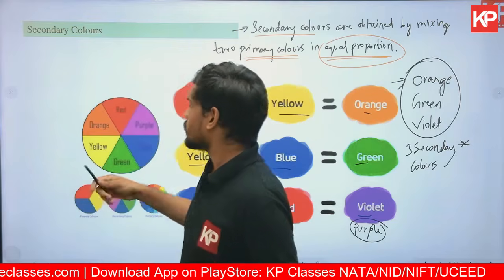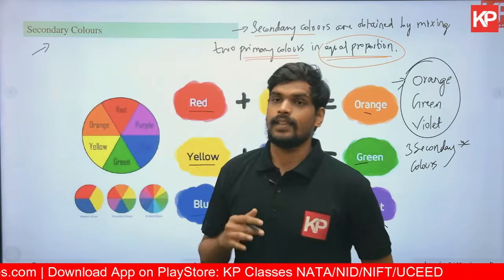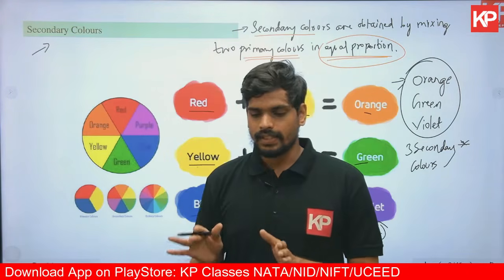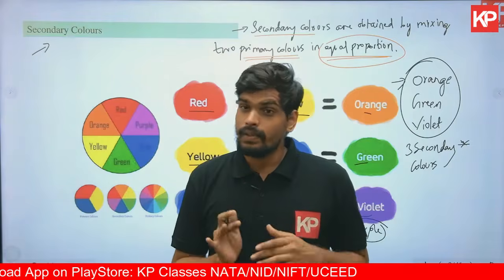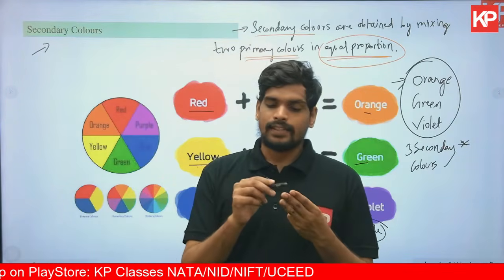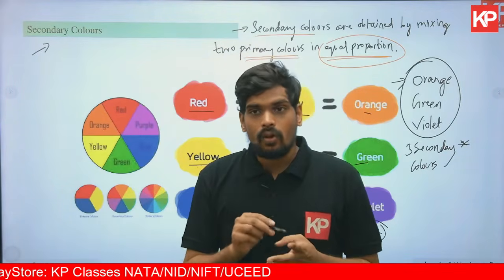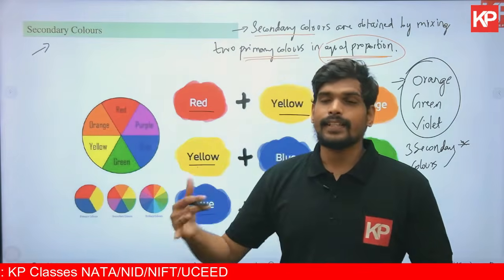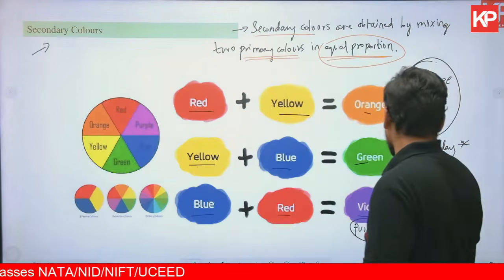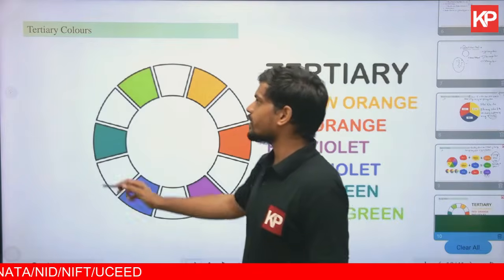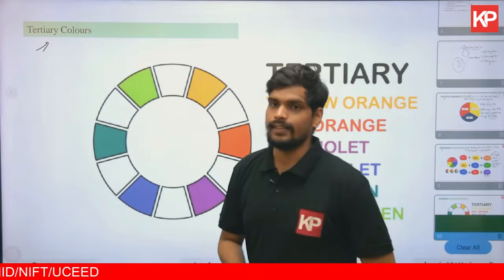Now moving to the next point, that is tertiary colors, the remaining 6 colors of the color wheel. We discussed already the 6 colors of the color wheel. What are they? 3 primaries, that is red, yellow, blue. 3 secondaries, that is orange, green, violet. The remaining 6 colors of the color wheel are called tertiary colors. The third point is tertiary colors. Now what are tertiary colors?